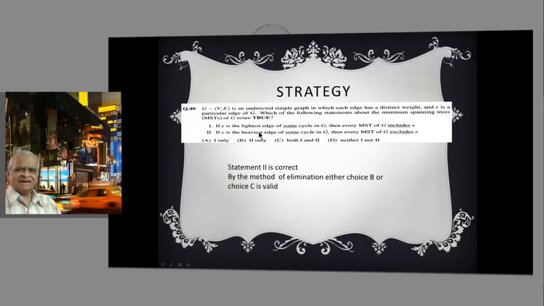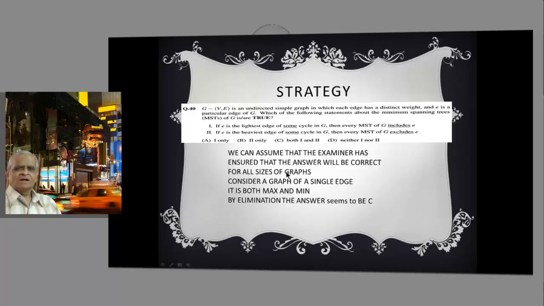If E is the heaviest edge, every minimum spanning tree must exclude E. So statement 2 is valid. If statement 2 is valid, I have to choose between B and C. I don't have to consider the other options. Since 2 is valid, I have to choose between B and C.